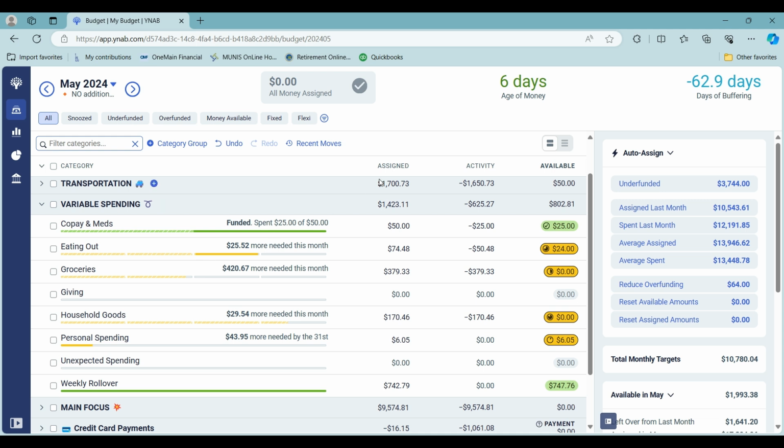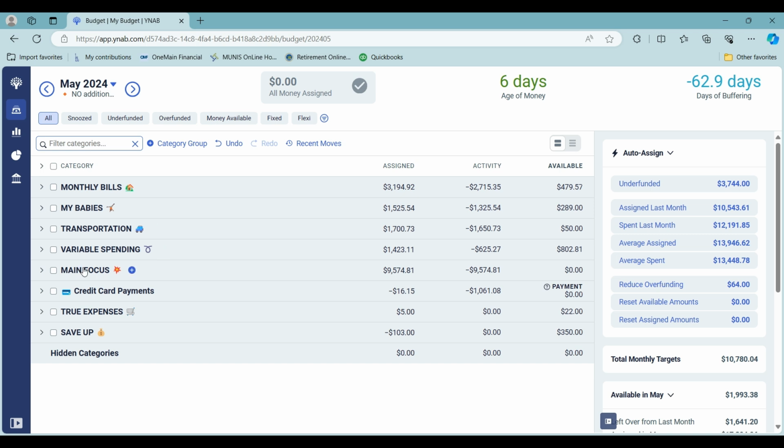In copay and meds, we still have $25. This will be gone by the end of the week. I have a doctor's appointment. Eating out, I still have $24 left. Groceries, there's no money in the groceries right now. We should be good until I get paid again. I hope so. Giving, there's nothing there. Household goods, there's nothing in there. Personal spending, I have $6.05. Unexpected spending, there's no money there. And the weekly rollover has $747.76. We'll talk about that in a minute.